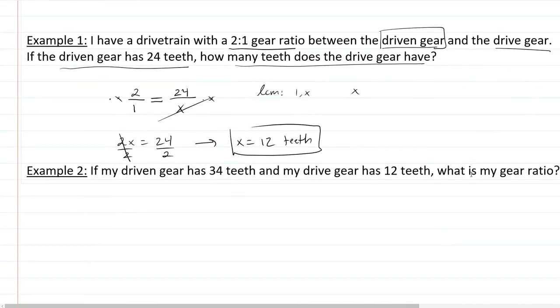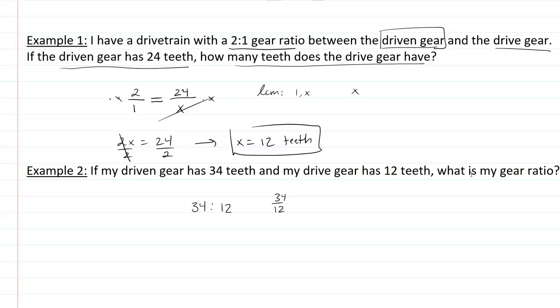Let's go to another example. If my driven gear has 34 teeth and my drive gear has 12 teeth, what is my gear ratio? So now we create a ratio from a fraction. Just like before, the driven gear comes first in the ratio. So my ratio is 34 to 12, or 34 over 12.